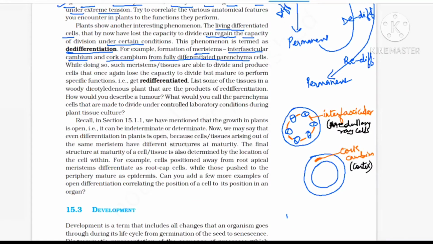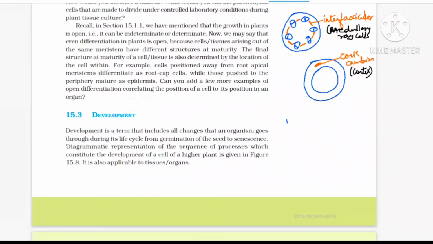While doing so, such meristematic tissues are able to divide again and produce cells that once again lose the capacity to divide and perform specific functions, and we call it redifferentiation. I think you might know that a list of all the tissues were the products of redifferentiation. If you want, I will write it for you here. Just give me 1 minute.